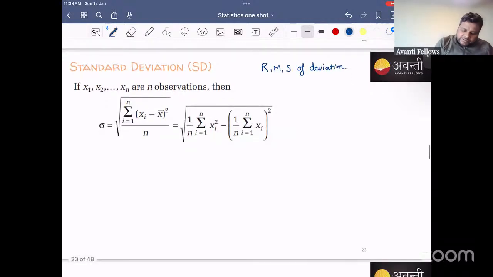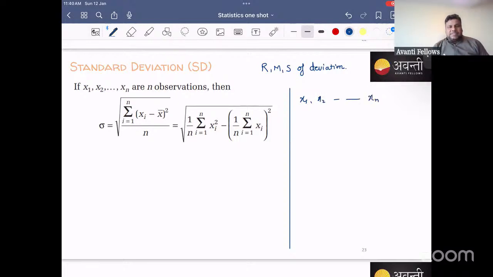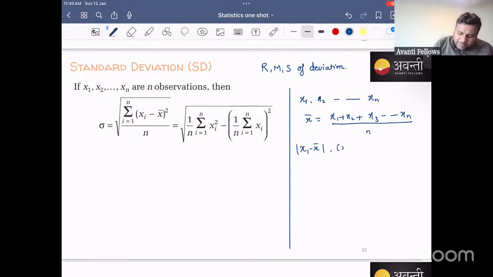See, your data is x1, x2, and so on xn. Their mean x bar is x1 plus x2 plus x3 up to xn, whole divided by n. Now their deviations are |x1 minus x bar|, |x2 minus x bar|, |x3 minus x bar|, and so on, |xn minus x bar|.